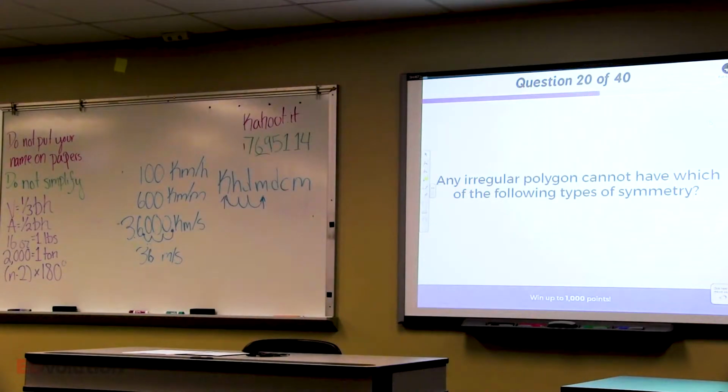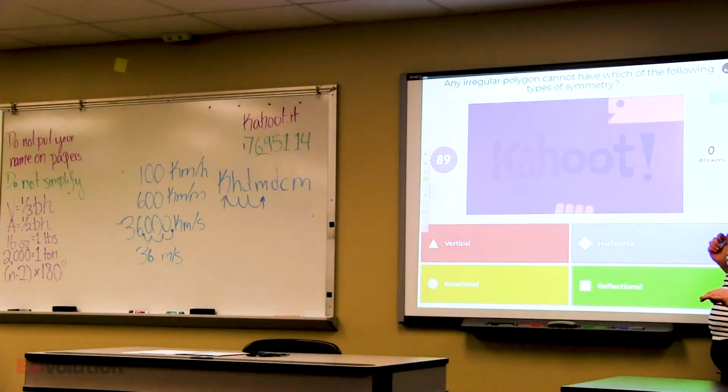Any irregular polygon cannot have which of the following types of symmetry?